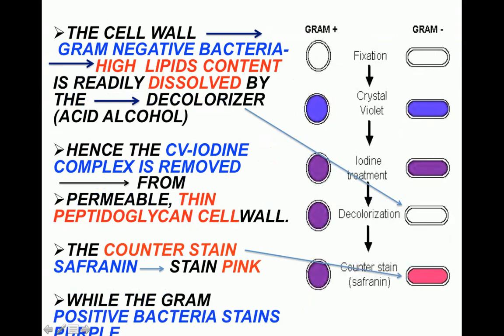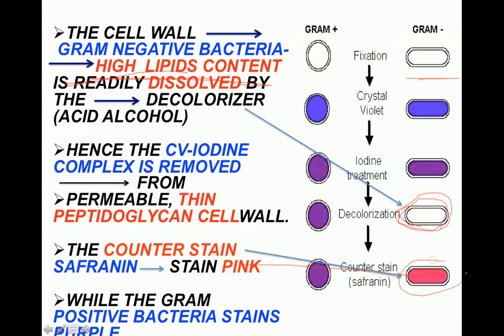Whereas the gram-negative bacteria have a high lipid content in the cell wall. Initially it takes up the crystal violet stain, but when it is decolorized with acid alcohol, the high lipid content is dissolved and the crystal violet iodine complex is removed, and the cell again becomes unstained. And this unstained gram-negative bacteria will be counter-stained with safranine. We are using safranine, which is a pink stain, so it now picks up the pink stain and becomes pink in color.